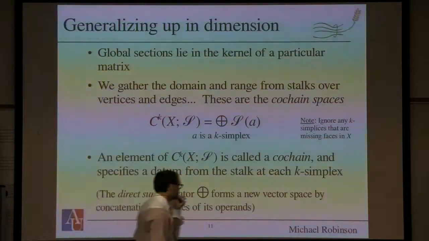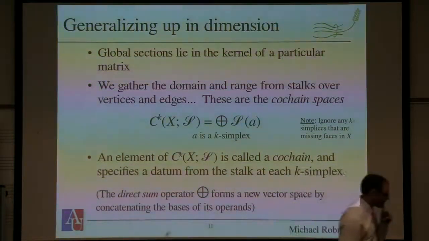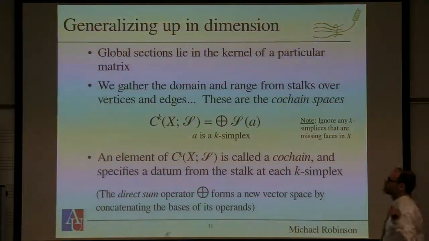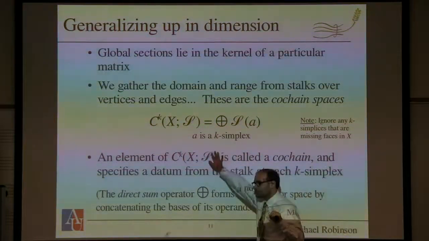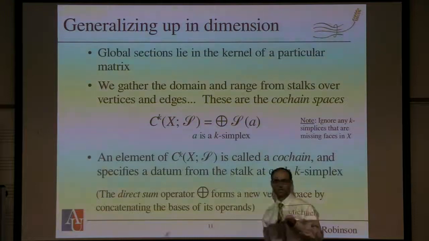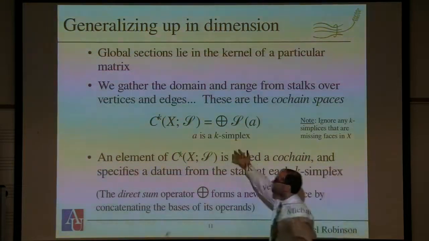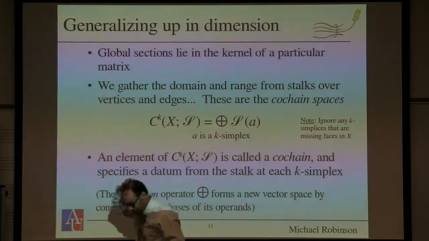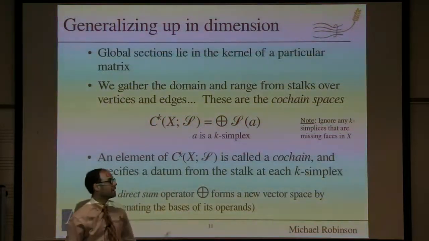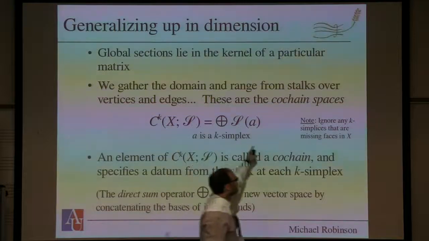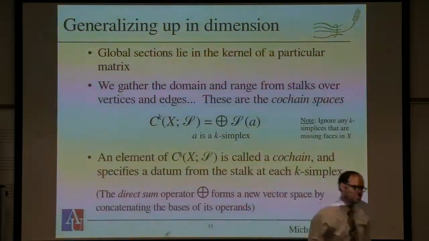OK, now, there is one little comment here that I'm making. If you're working with abstract simplicial complexes, that's the end of it. If you generalize beyond abstract simplicial complexes, work with CW complexes, you have to be a little bit more careful. This does define a reasonable chain space, but it's not as reasonable for most examples. Most examples, you want to ignore any of the k simplices that are missing faces.